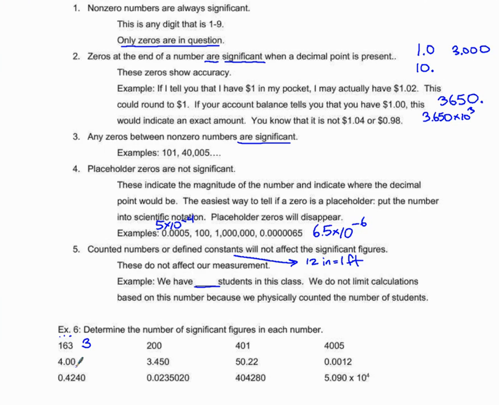This number, 4.00, the non-zero is significant. And then we have some zeros. Are they significant or are they not? This one is rule number 2. They're at the end of a number and there's a decimal point. So both of these are significant. There are 3 significant figures.